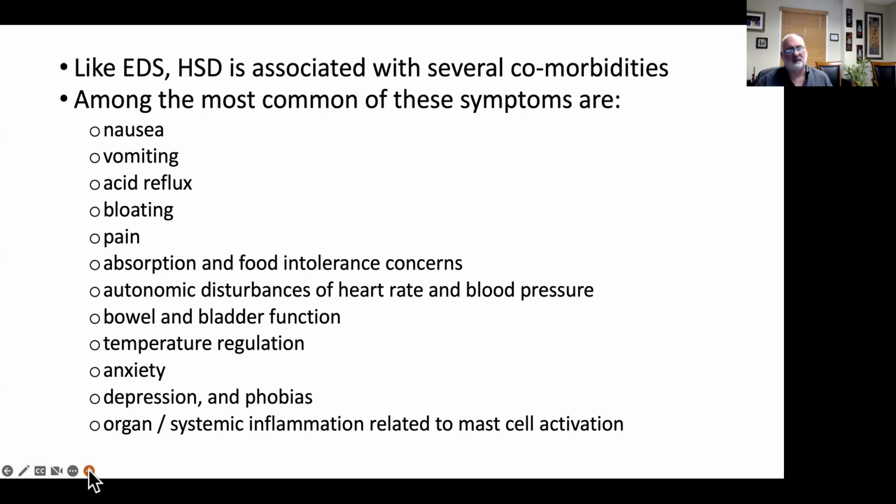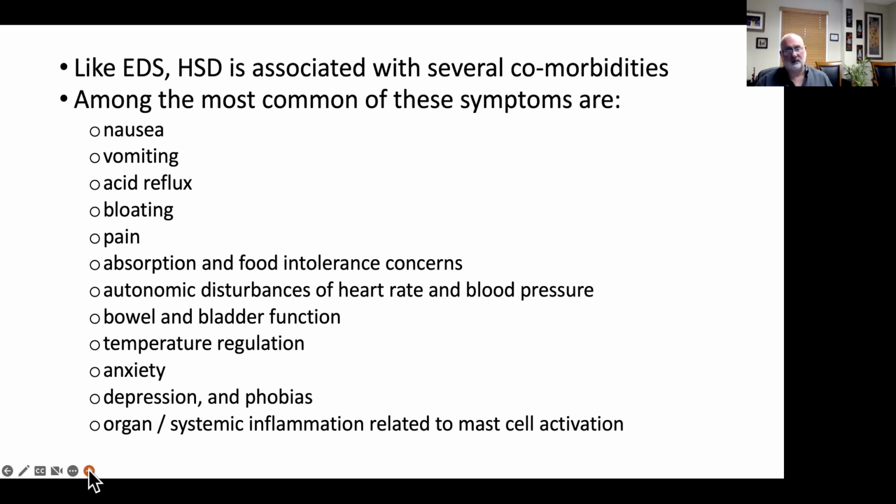So a lot of these symptoms that you see on here are because of the EDS. A lot of them are because of the autonomic dysfunction, and a lot of them could also be because of mast cell activation syndrome. So the nausea, vomiting, reflux, bloating, pain, issues with absorption, all can be either autonomic issues with gastroparesis, gastric dysmotility. It can be because of the EDS, because of mast cell activation.